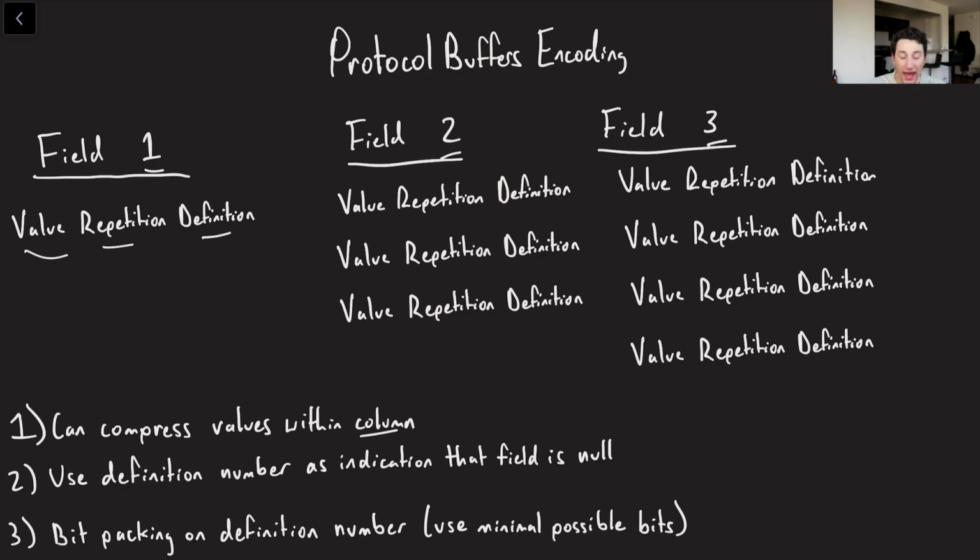Number 3 is that we can also perform bit packing on some of these numbers. What that means is that, let's say I only have possible definition numbers 0 to 3. Well, that's really just 2 bits, right? There's 0, 0, 0, 1, 1, 0. So I'm not going to store like a full integer or something and use a bunch of bits or a bunch of bytes. I'm just going to store a couple of bits.